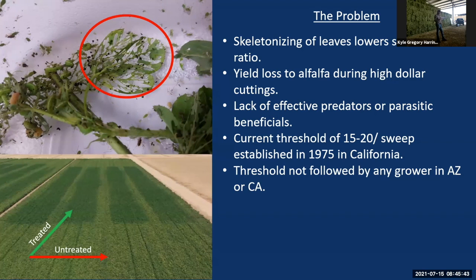The threshold that I was changing was coming out of California from 1975. This was 15 to 20 larvae per sweep. I'm pretty sure every grower of alfalfa here, unless they need their prescription checked on their eyeglasses, knows that you cannot wait until 15 to 20 per sweep.